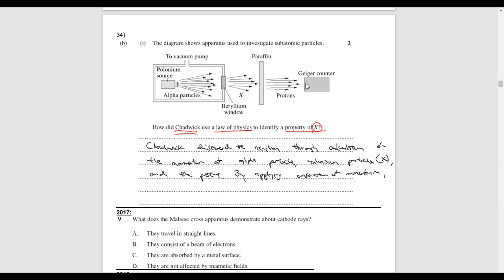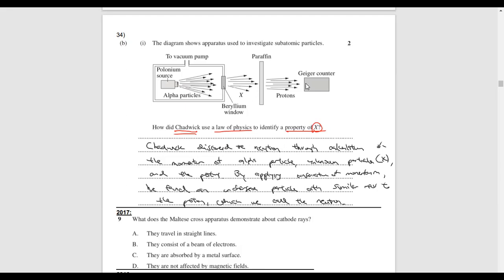What did he really find out about the neutron? Well, he found the mass, right? He found an uncharged particle with similar mass to the proton, which we call the neutron. So that's basically Chadwick's experiment.